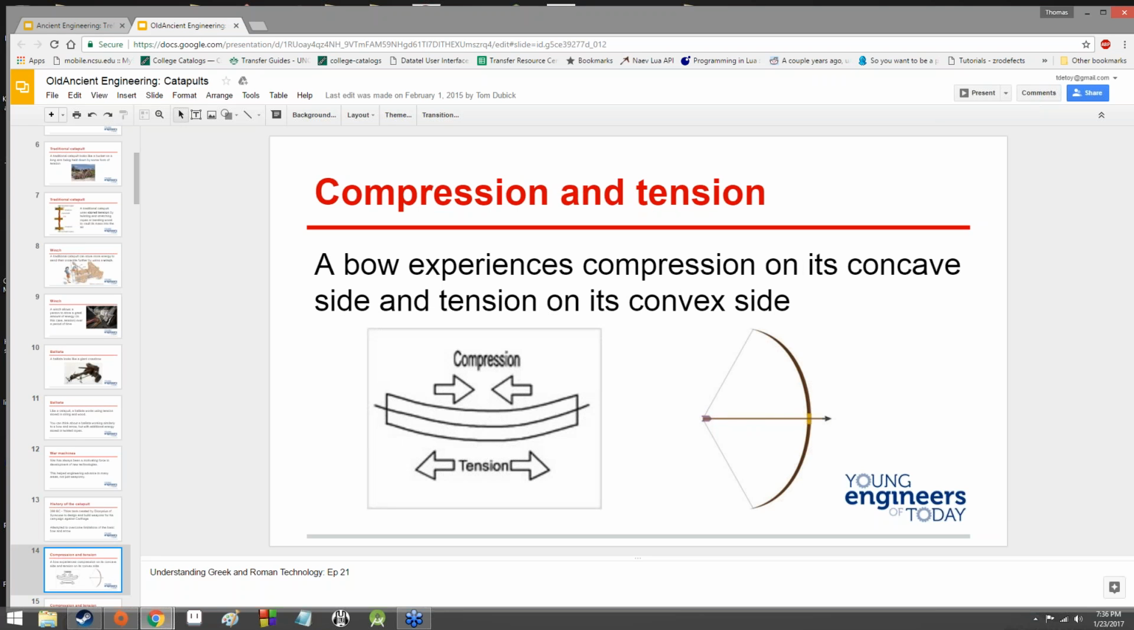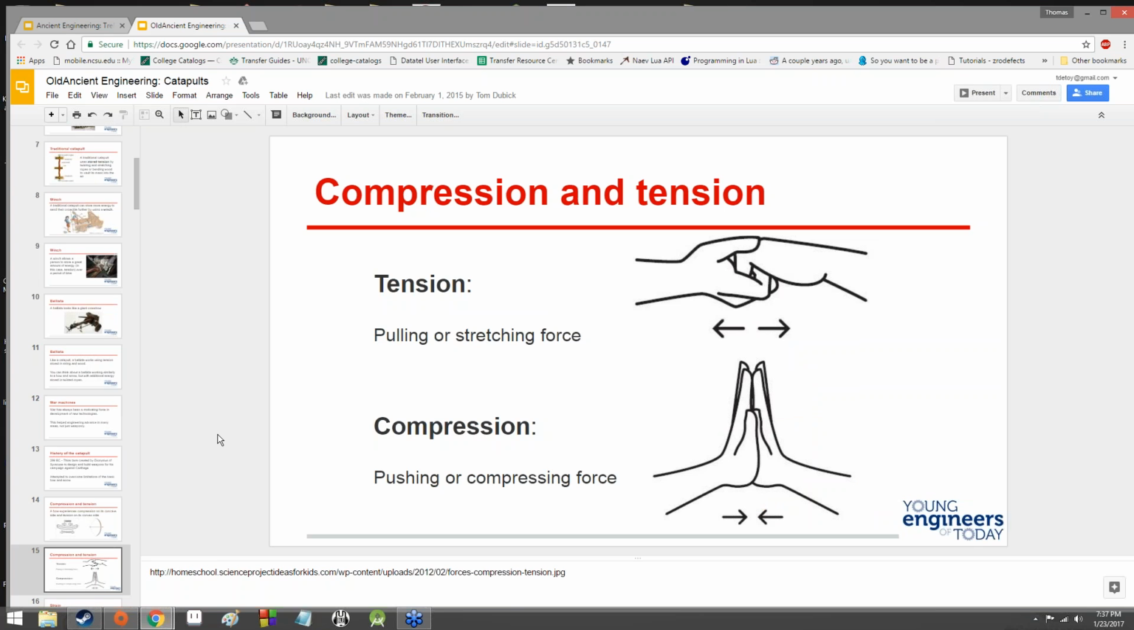So basically the way a bow works is tension energy. It experiences compression on the concave side, which is the inside of the wood on the bow, and then tension on its convex side, so on the outside of the bow. And the release of that tension and the compression propels the arrow forward, as we all well know.